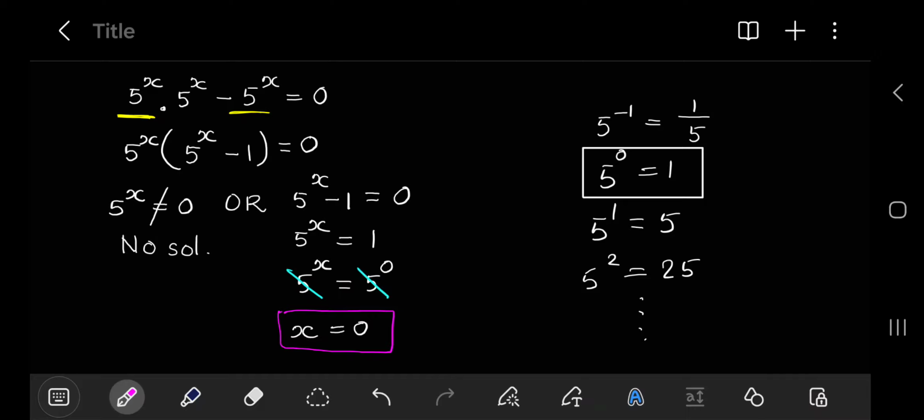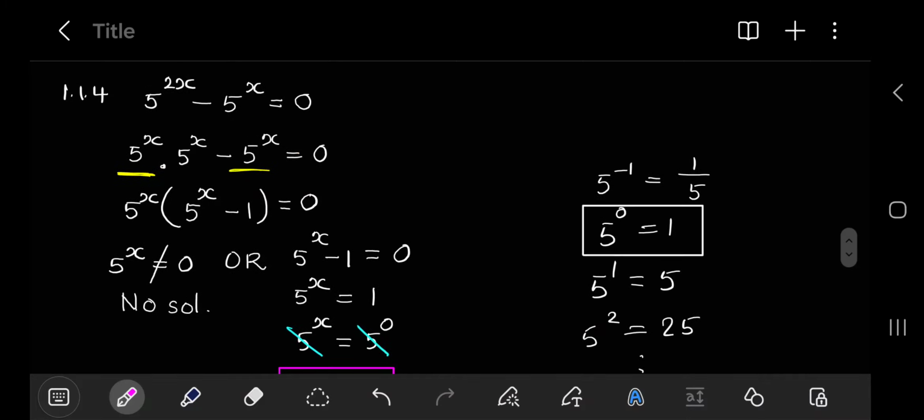That is your solution. And if you take this value of x and you substitute into your question, if you have 5 to the power 2 times 0 minus 5 to the power 0, it should give you the right hand side. That's how you know it's correct.